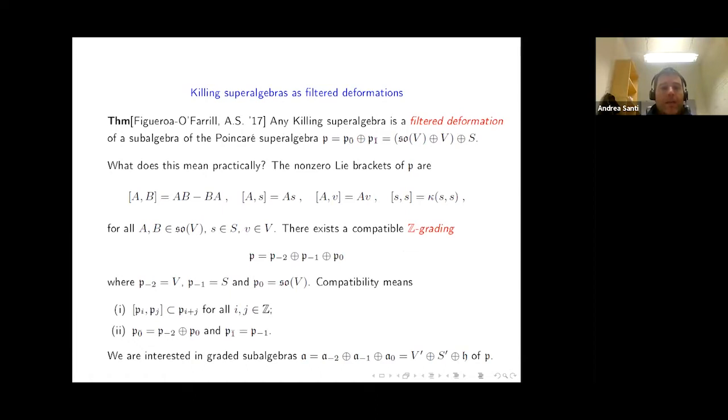Okay, so as I mentioned, the idea is to incorporate Killing spinors from the very beginning.